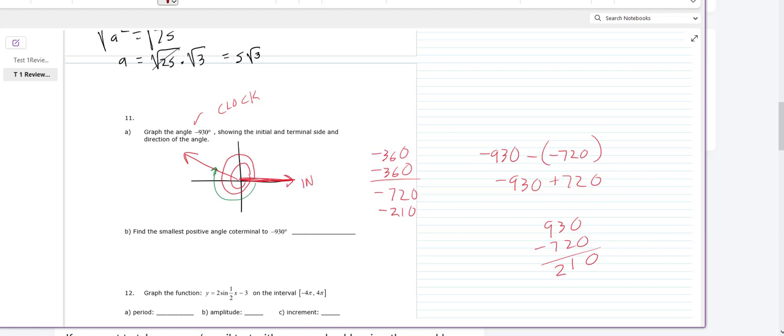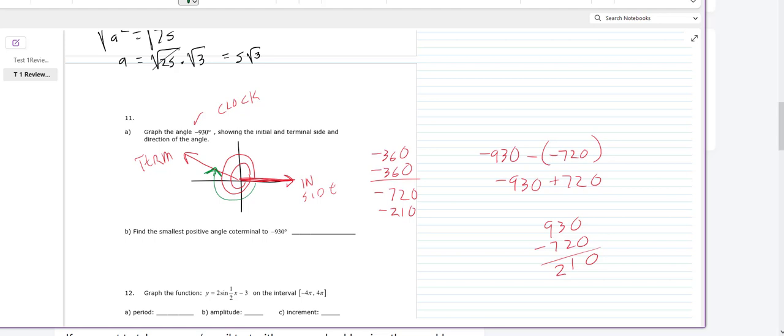So you have to make sure that you have the initial side, and then the terminal side, and that you are doing that rotation to show me which direction you're going. You have to have this arrow here too. A lot of times students leave that arrow off, and if you leave that off, I don't know which direction you're going in. So make sure that you have that there.